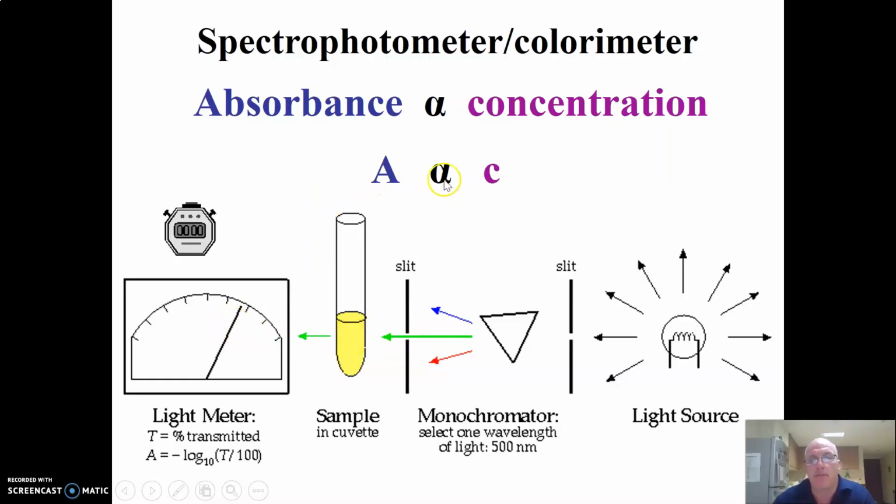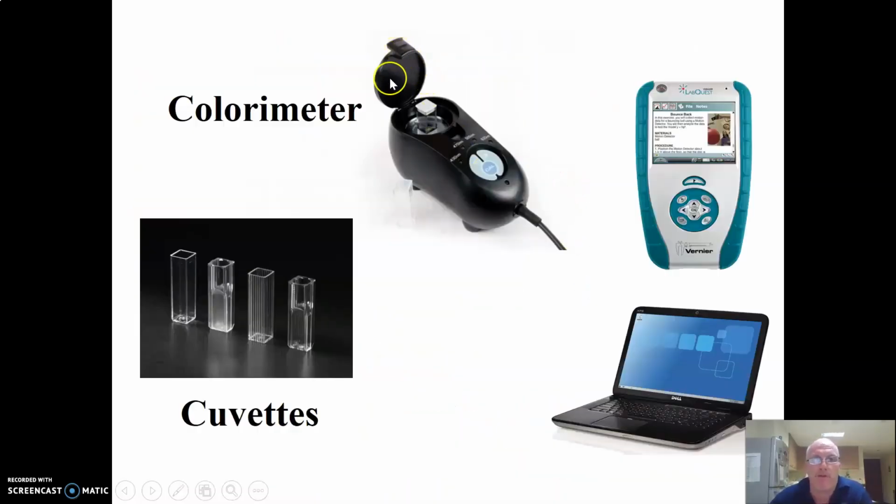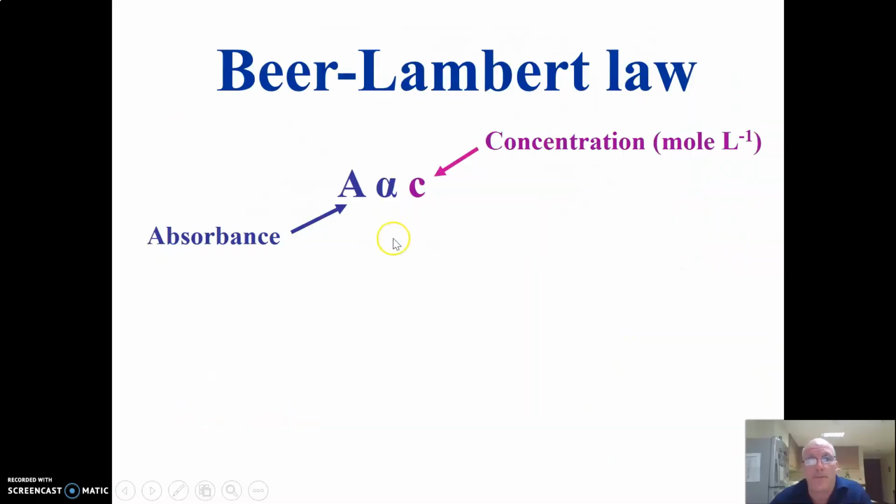And the absorbance is proportional to the concentration for a given wavelength and a given path length, because if the tube is wider, then of course there'll be more absorbed. Okay, the sample's normally put in cuvettes like this, and here's the spectrophotometer. But now we use, this is about the size of a smartphone, a colorimeter and a data logger using Logger Pro, same cuvettes, but we can see the absorbance on a data logger there using your laptop.